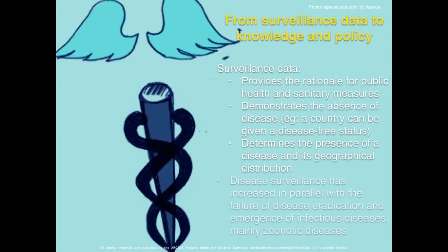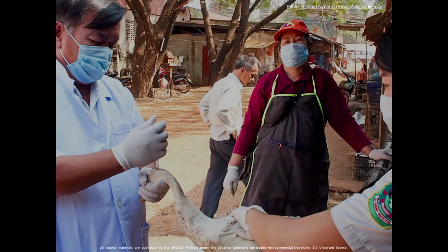Disease surveillance has increased considerably in the last decades, in parallel to the failure of disease eradication plans and the fact that a large pool of infectious diseases, mainly zoonotic diseases, have been emerging in the last four decades. Zoonotic diseases emergence will be developed later in the course. Surveillance may be based on many different data sources and can take multiple forms.